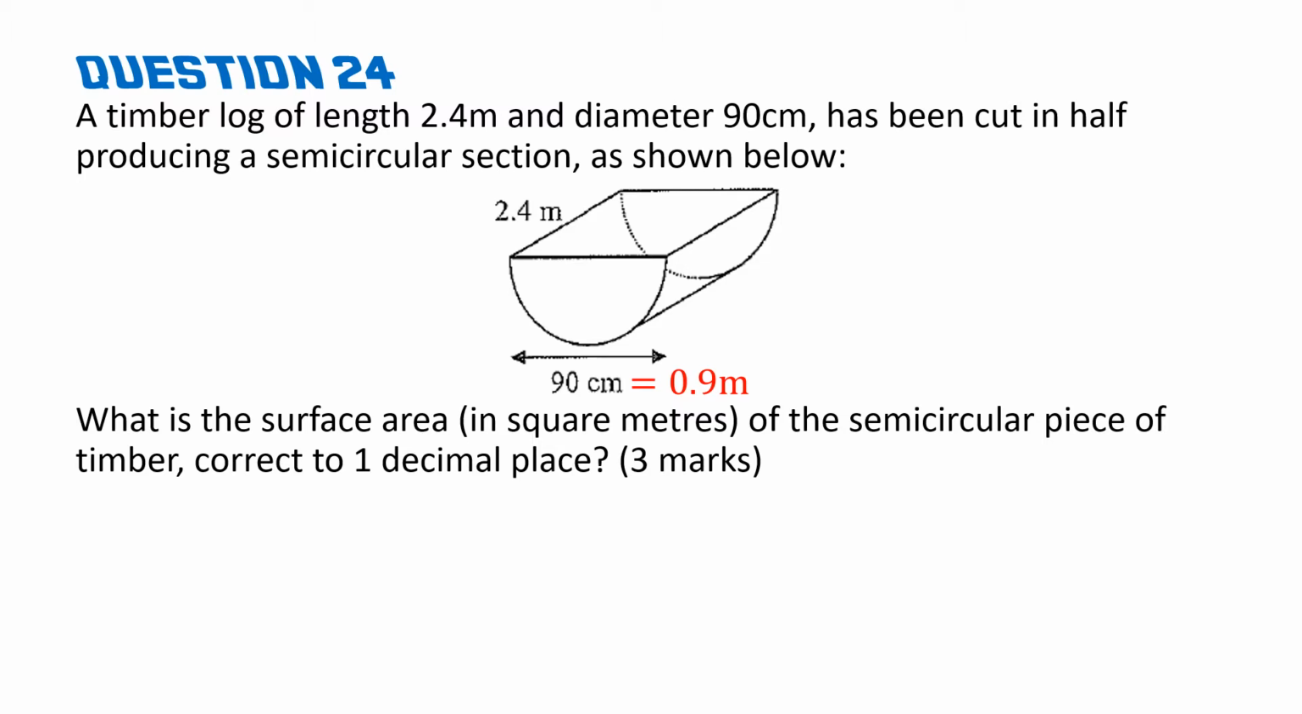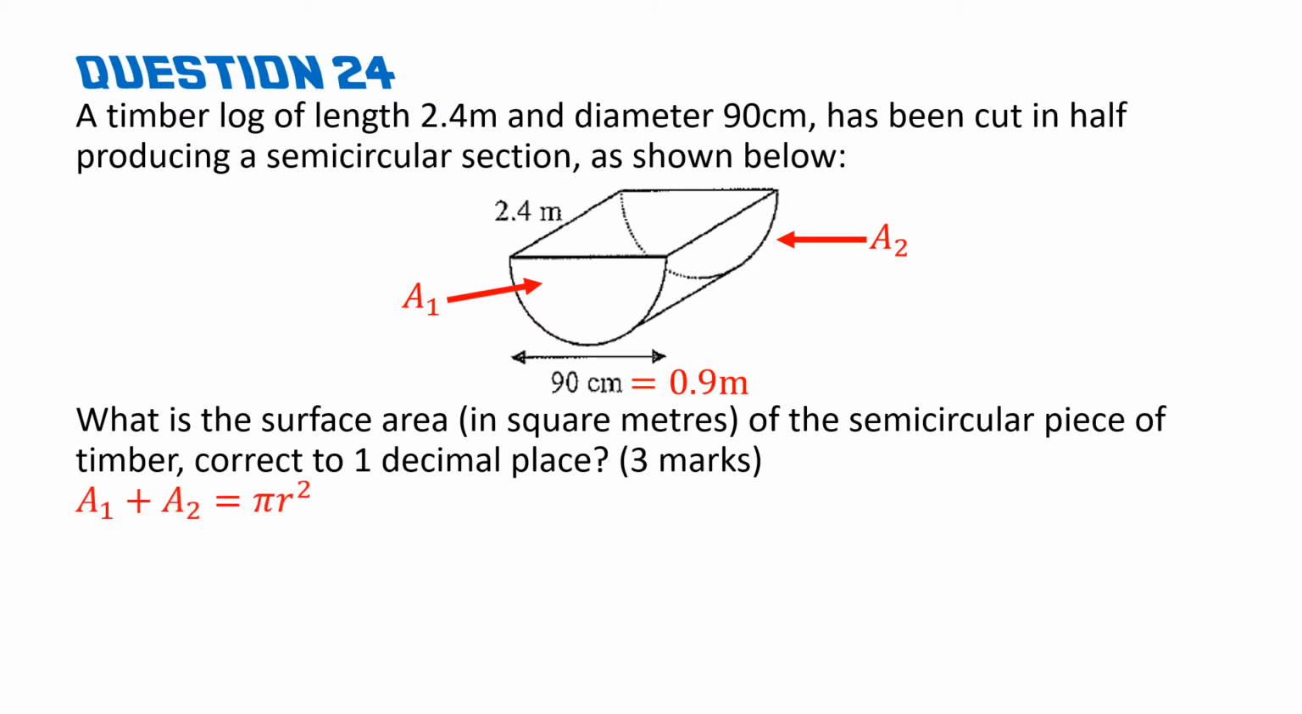So let's look at the areas that we've got. We've got this area on the front, let's call it area 1, and we've got the area on the back, let's call it area 2. Both of those are semicircles, which means if I add the two of them together, I'm going to get one whole circle. So let's start off with that.